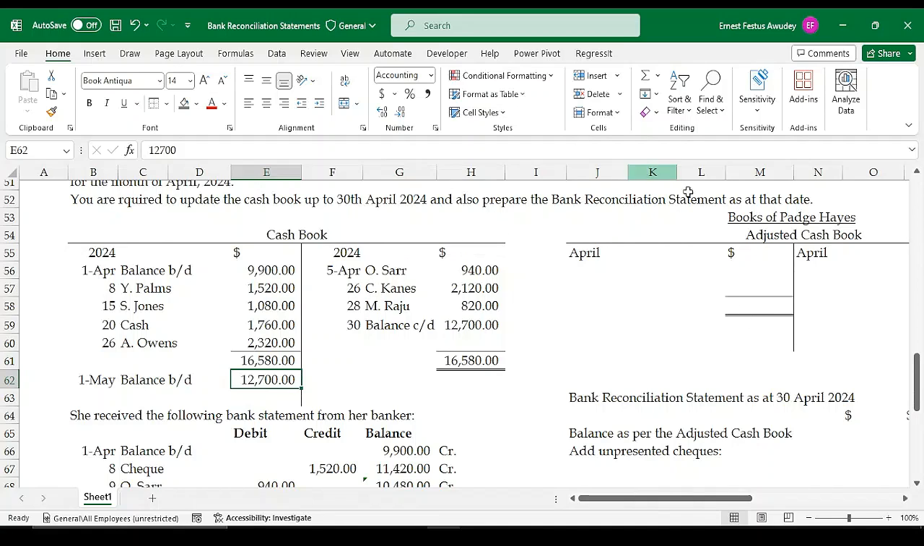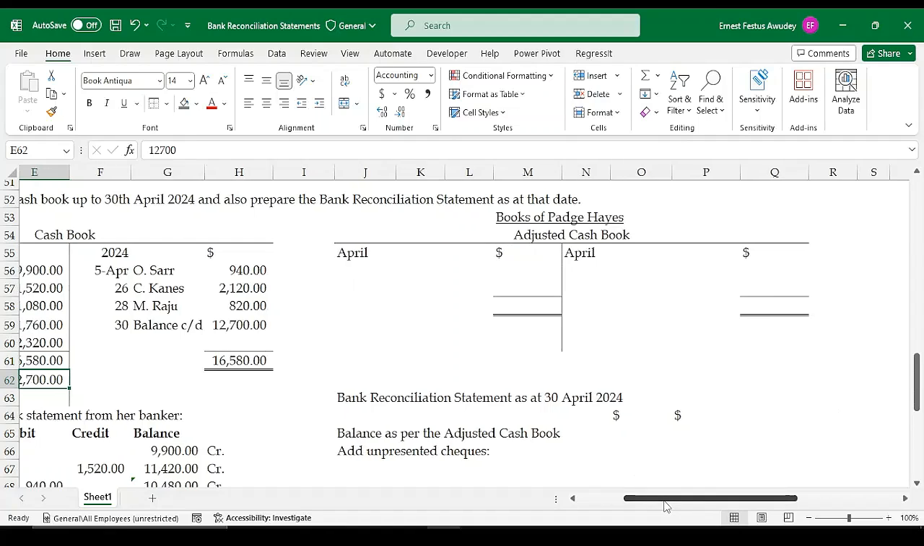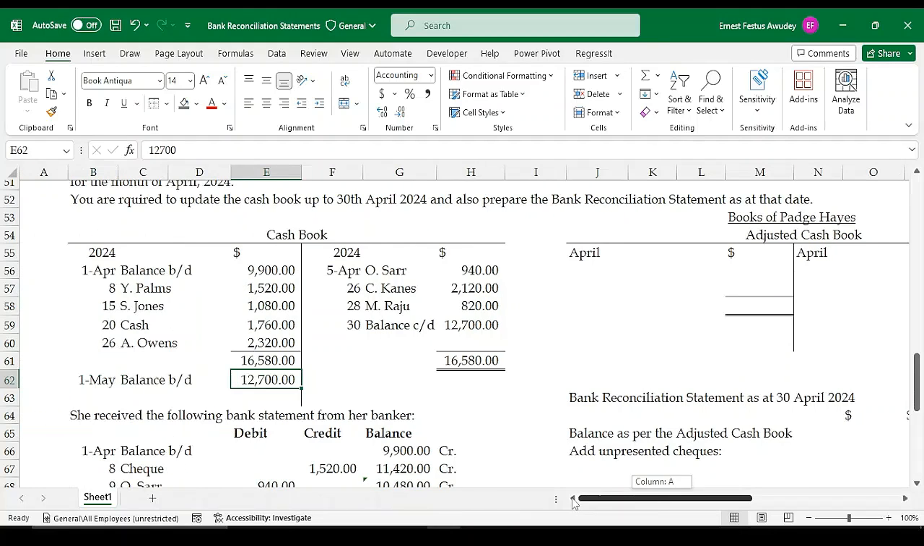That is the reason for the updated cash book preparation. All right. So when you come here, I already have a format here. Remember, I'm going to leave the question together with the format in the video description so you can download it and follow along.